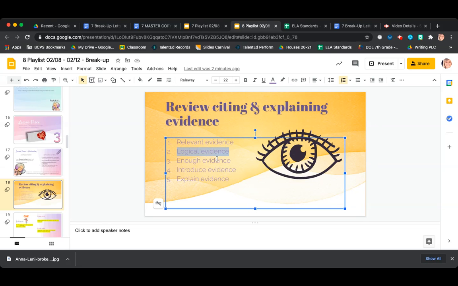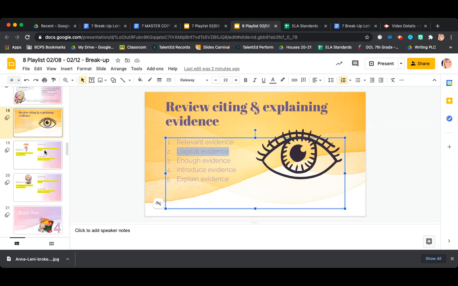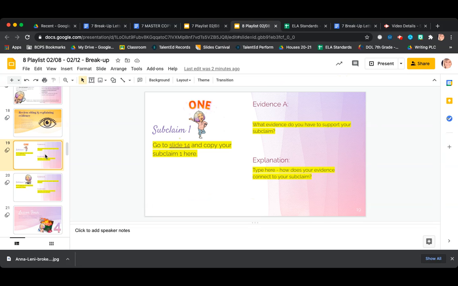Making sure you use enough evidence. In the eighth grade, your difference is that you're going to have, which I just need to add that in, another piece of evidence to support your subclaims. Okay. So you have evidence A and B to support subclaims. So make sure that you're doing that.